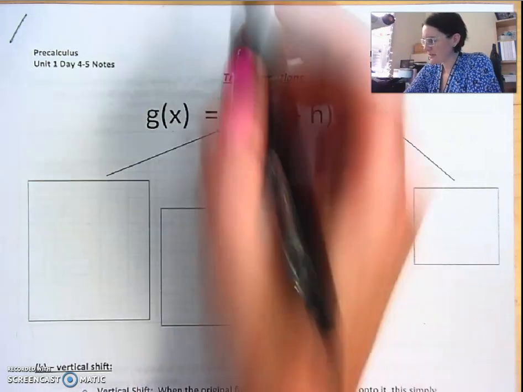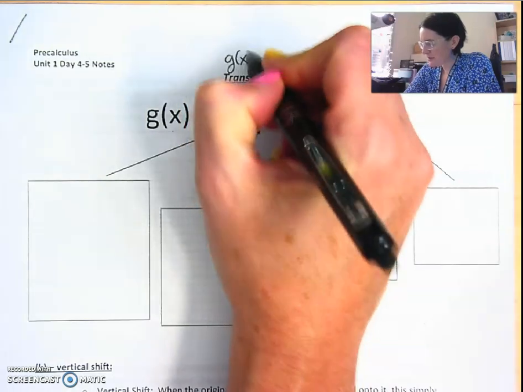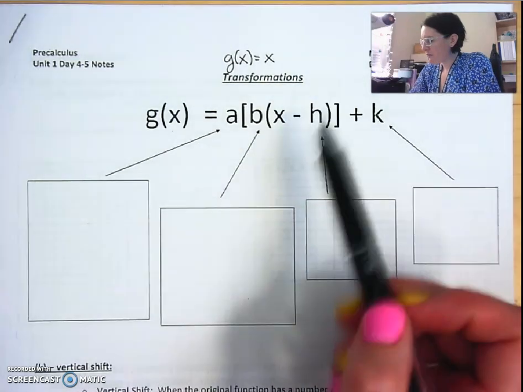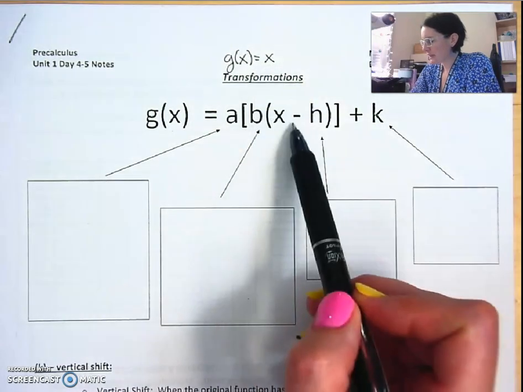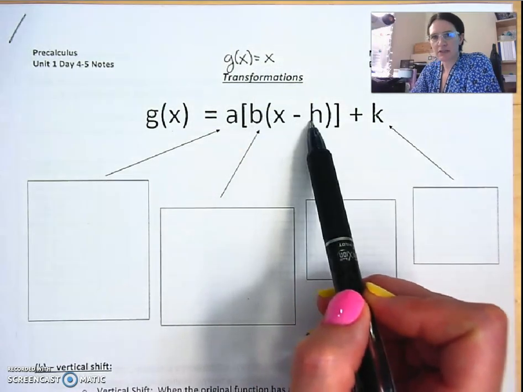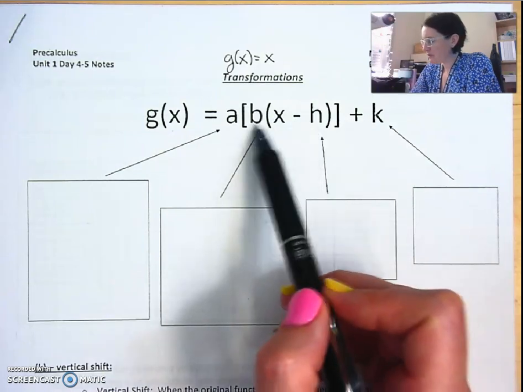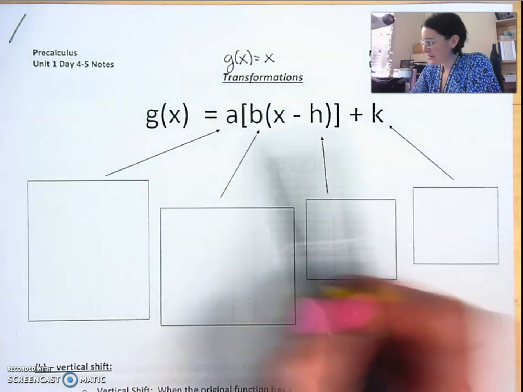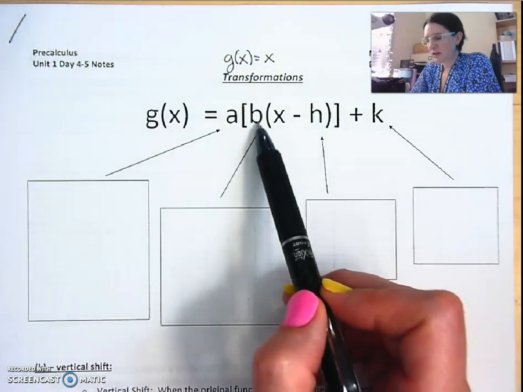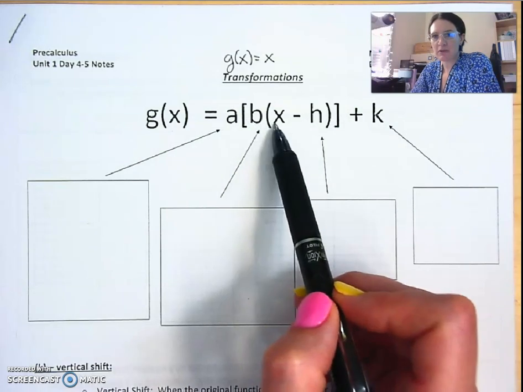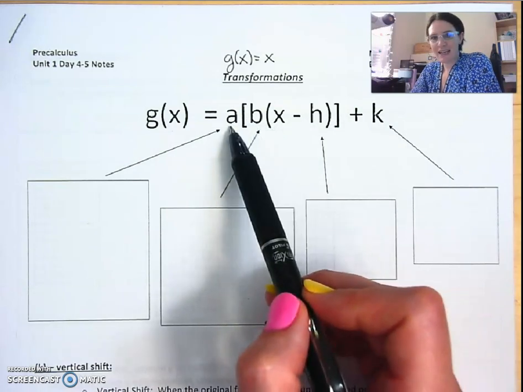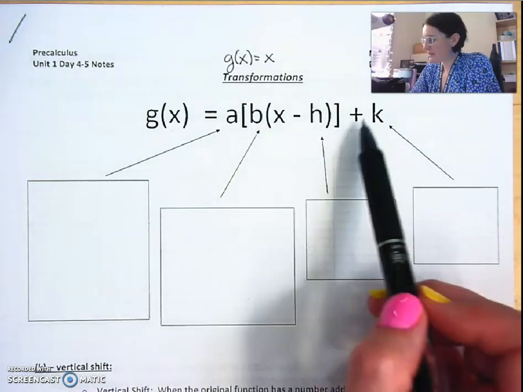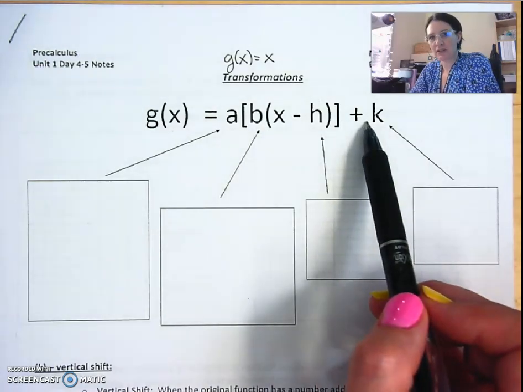And this x in here. So imagine our parent function is the linear or identity function, g of x equals x. The four different ways you can alter this x is you can add or subtract something directly to it. You can multiply it by something. Then out in front of that entire function, okay, let me back up. This b is being multiplied by the x. This a is being multiplied by the entire function. And then this k is being added to the entire function.